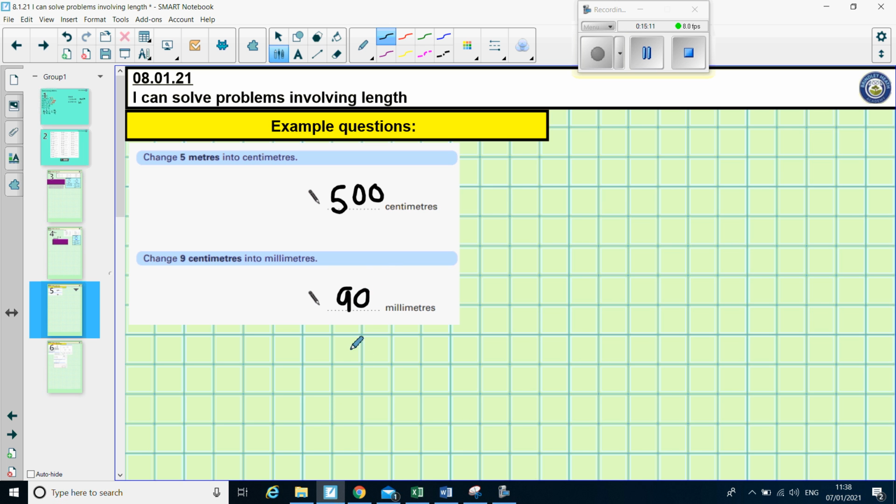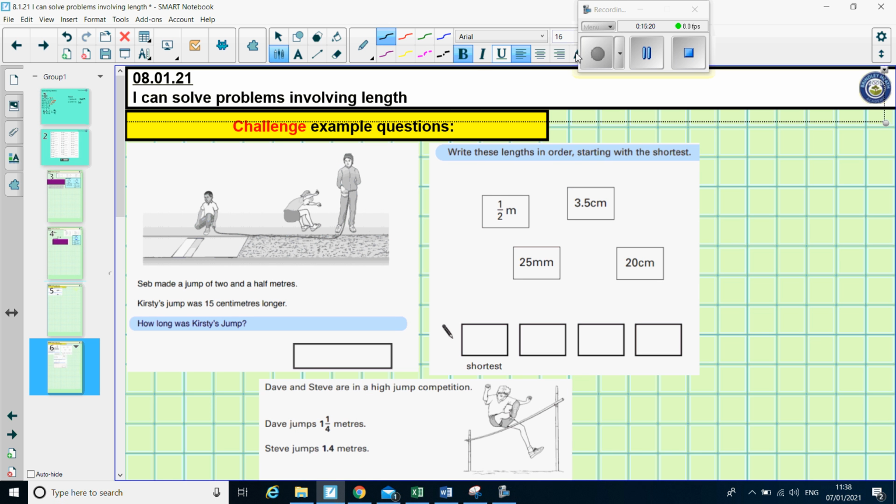If you had a ruler, you could have used that to help you work that out as well, and you could have looked at that. Okay. My final slide that I'm going to share with you then, Year 6, is some of the challenge style questions. So you can have a go at these along with me in the video, and I'll do the answers, but also remember there's a challenge on maths.co.uk today as well.